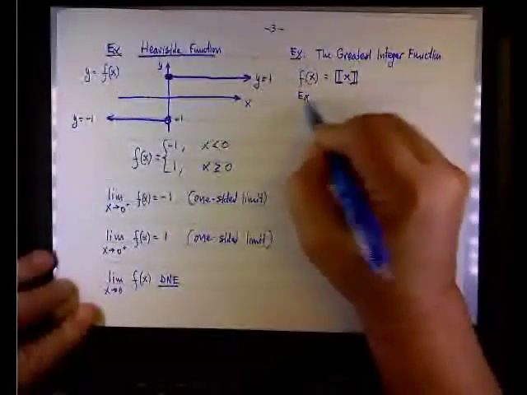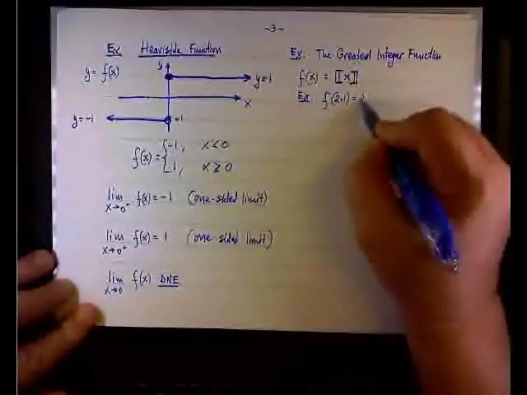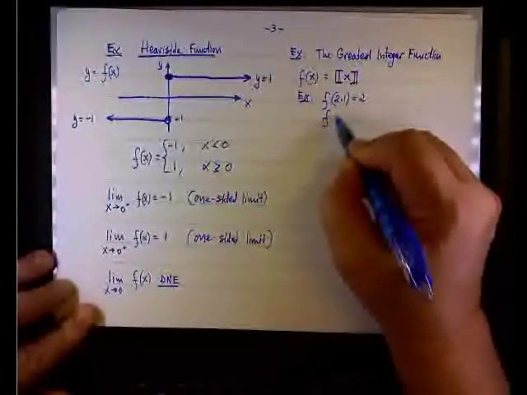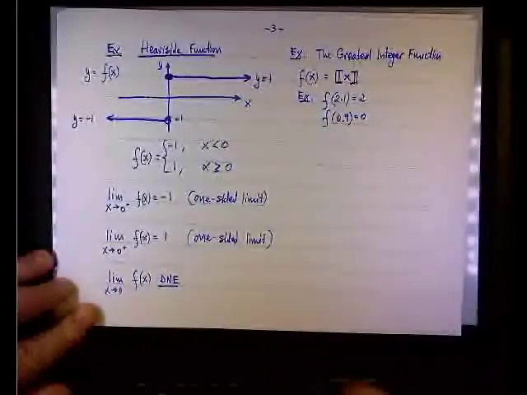So, example, f of 2.1 equals 2. f of 0.9 equals 0, and so on. Make sense? Yay, nay?